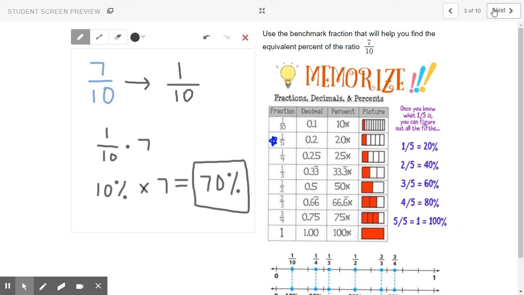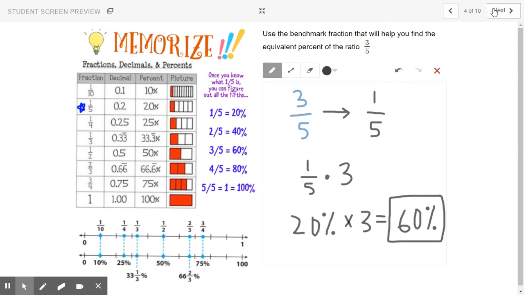Use the benchmark fraction that will help you find the equivalent percent of the ratio 7/10. So 7/10, if I look on the list, it comes from the benchmark 1/10. 1/10 times 7 would be 7/10. And we know that 1/10 equals 10%. So if I take 10% times 7, that's 70%.